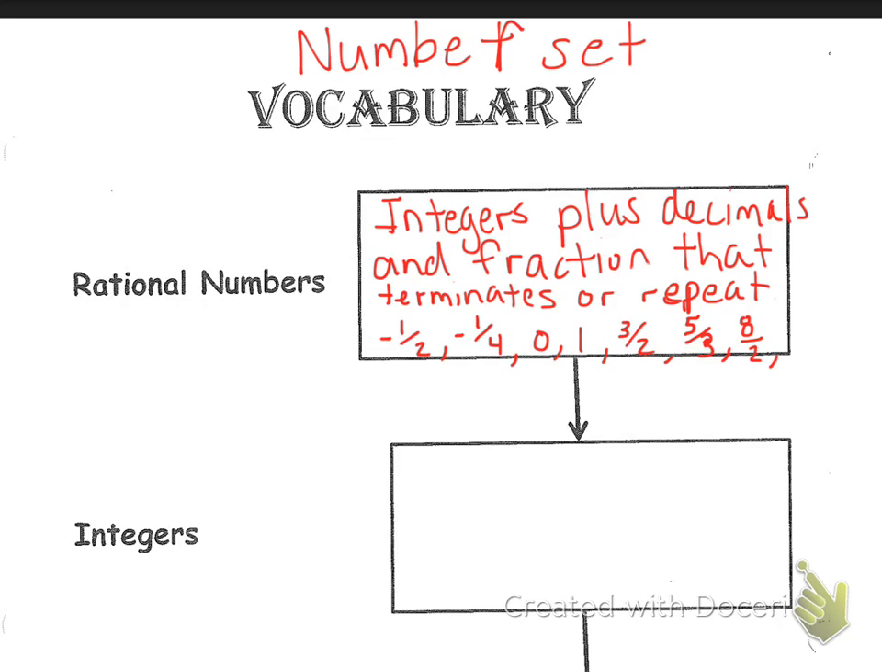Then we have what are called integers, and so earlier we talked about integers. So integers are your positive and negative numbers, and 0. So it doesn't include fractions or decimals. So if we have a number line with only integers, it would be -3, -2, -1, 0, 1, 2, 3. So these are all your integers. They're positive, negative, whole numbers, and 0.